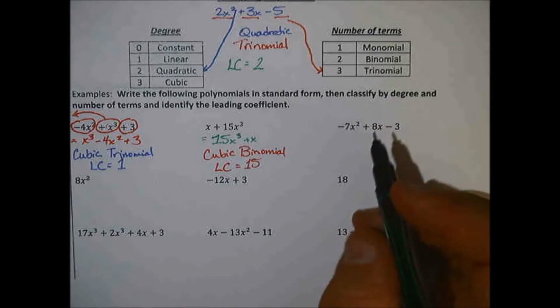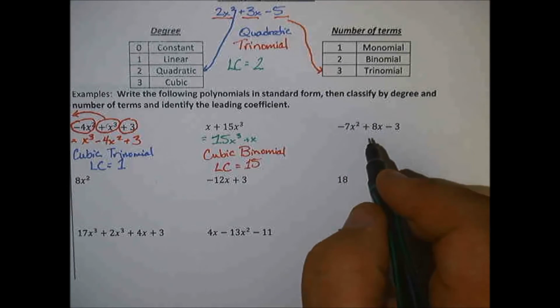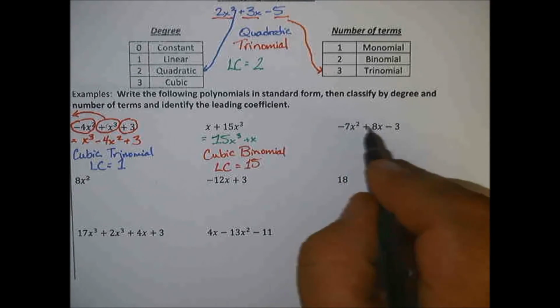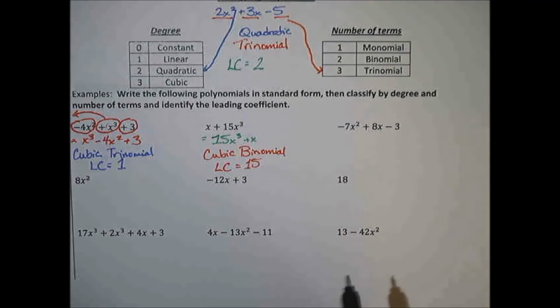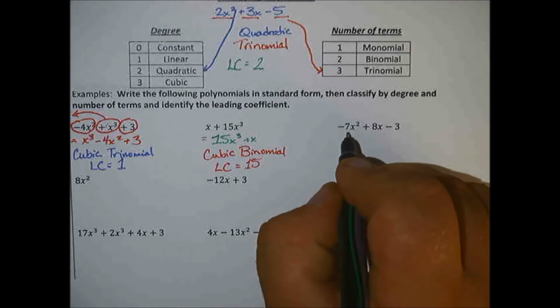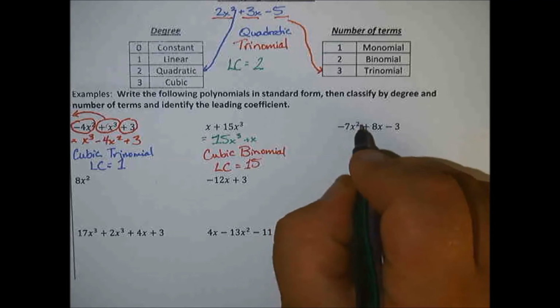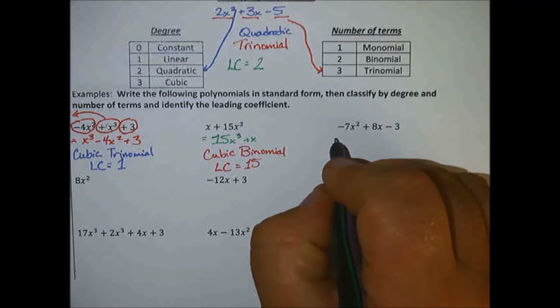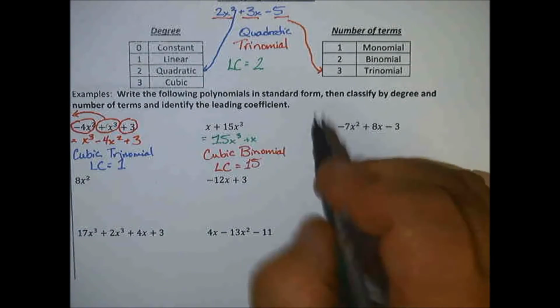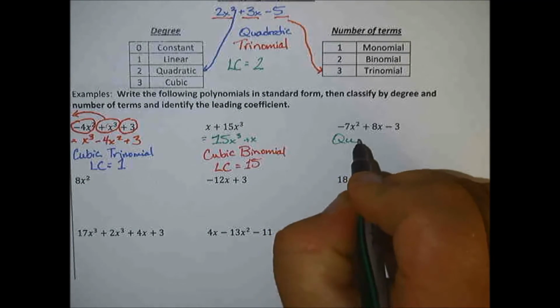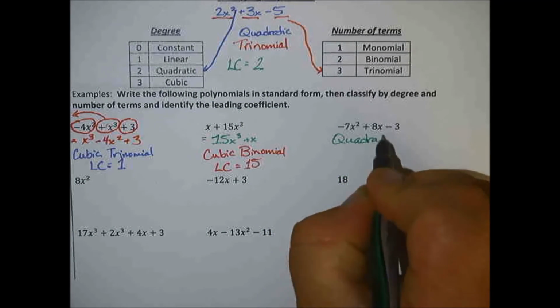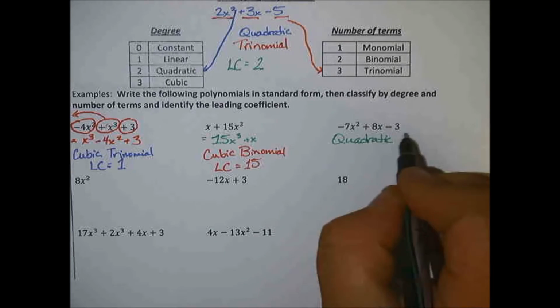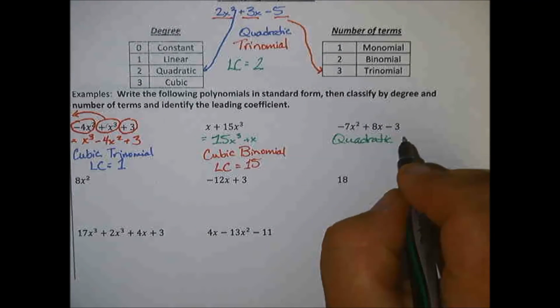And so here we have, well, it's already in standard form, so that's good, because we have x squared, x to the first, and then there's no x on that one. And so the degree is 2. So we have a degree of 2, which is a quadratic. So it's a quadratic. 3 terms is a trinomial.